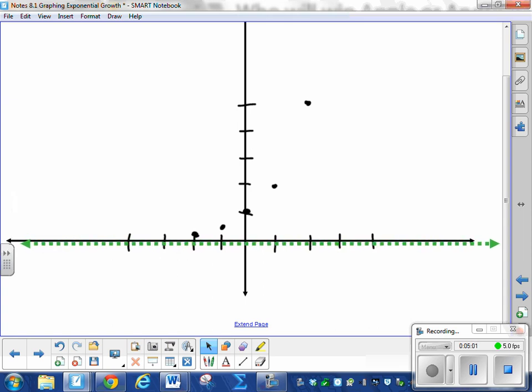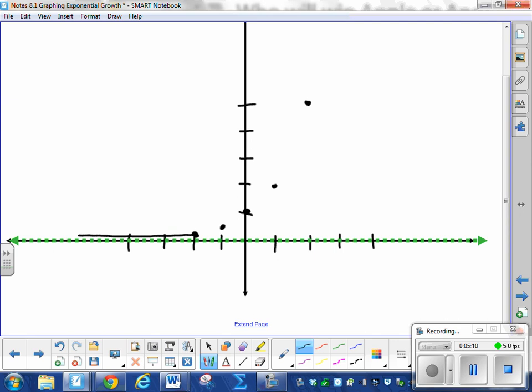So you don't want to cross that. You want your graph to get very, very close, but not cross it. So what you should do is start close to that line and curve up, hit all of your points, and it's going to go up that way.